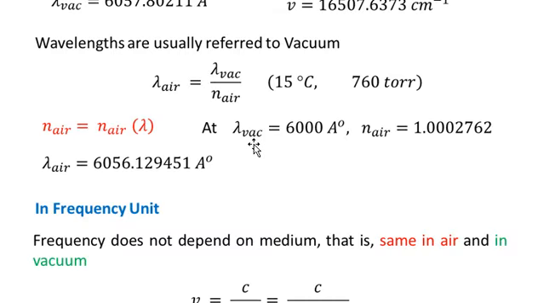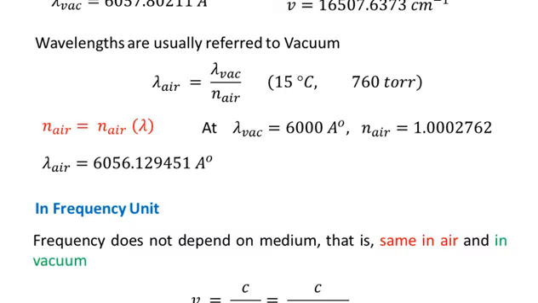For example, at a vacuum wavelength of 6000 angstrom, the refractive index N air is found to be 1.002762. So this is the refractive index of air at this wavelength. So if you are using different wavelengths, then of course the value of N air will be different.